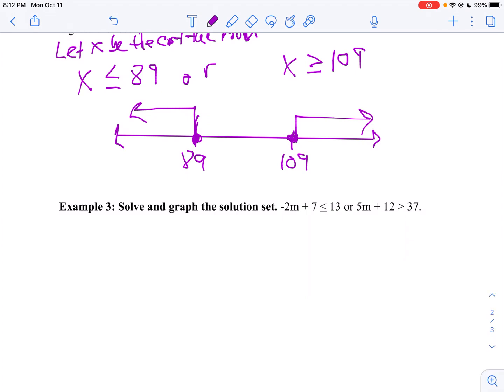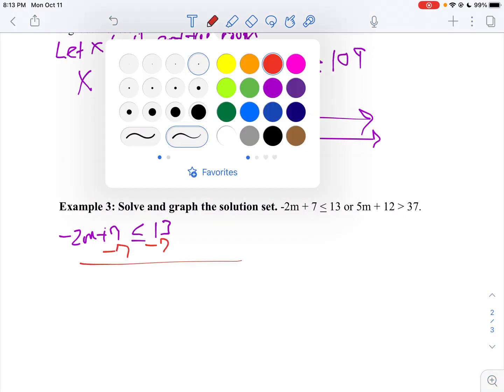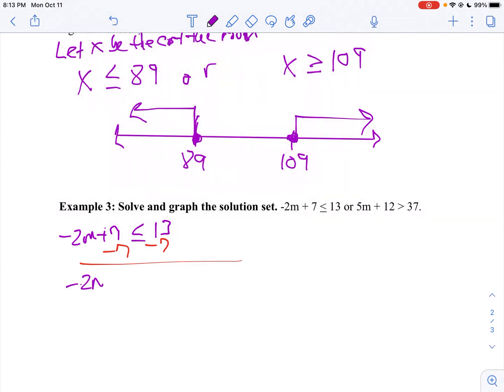First thing I'm going to do, I'm going to recopy this problem. I'm going to say negative 2m plus 7 is less than or equal to 13. So we're going to subtract 7 from both sides to get m by itself. So then we get negative 2m is less than or equal to 6. Divide both sides by negative 2. Remember, when we divide by negative, flip the inequality. I'm going to flip that right away so I don't forget. And we get m is greater than or equal to negative 3.